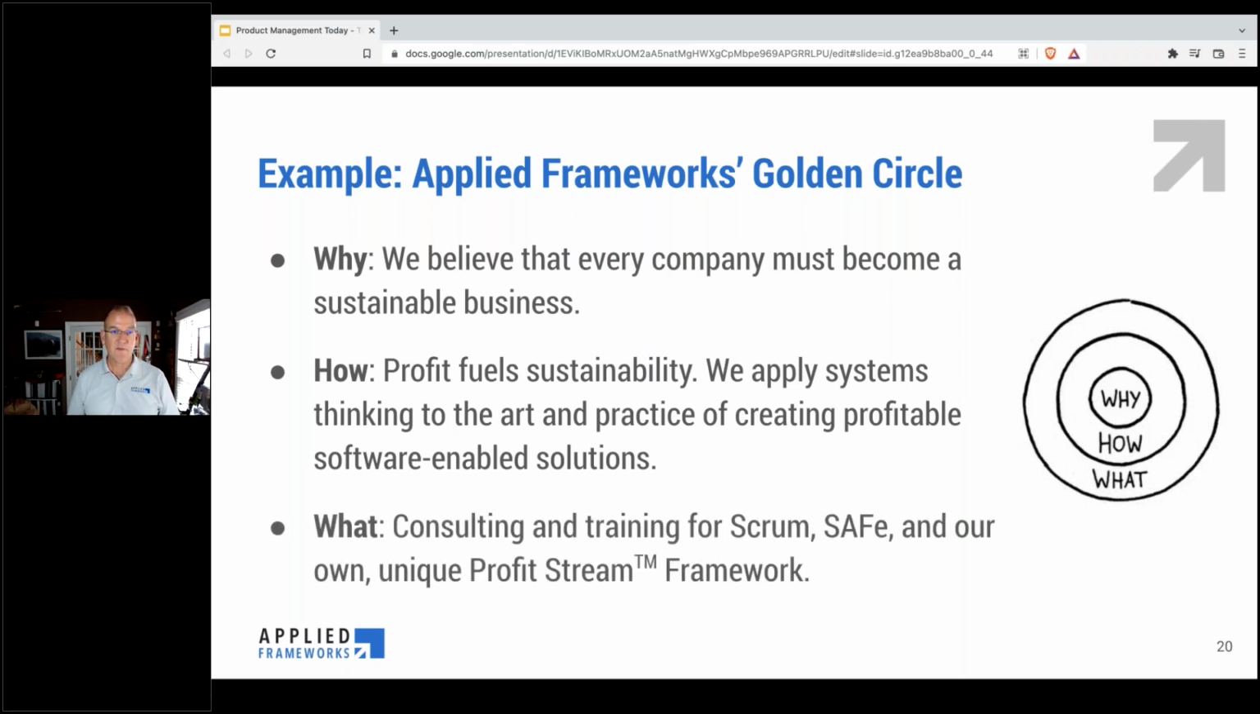Our what is that we provide consulting and training for Scrum Safe on our own unique profit stream framework. As you can see, our strategic intention is to provide the solution specifically with systems thinking to create those profitable products with our customers. And it all aligns to our vision. This could be a very short form like this, or it could be a little bit more detailed, and again, built most successfully when multiple people interact and collaborate together.